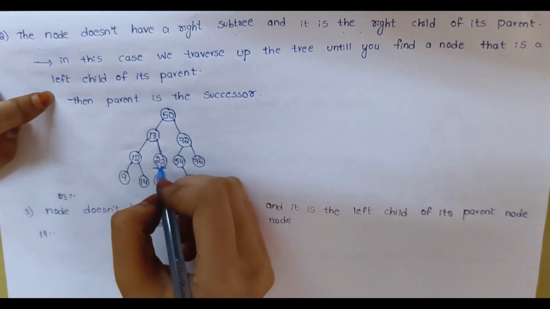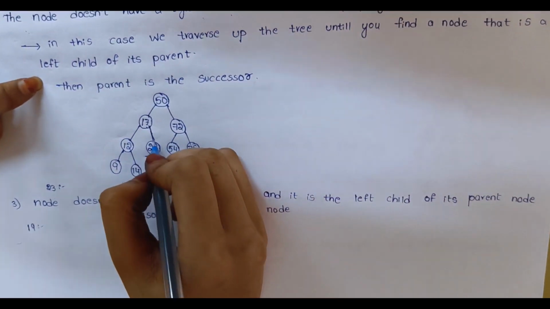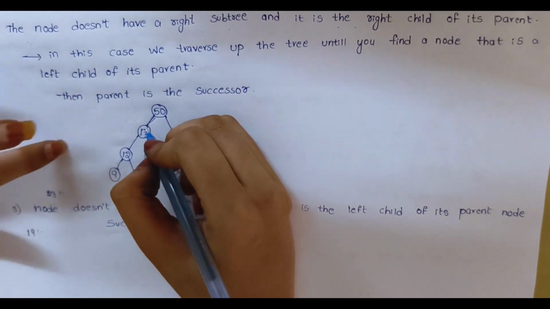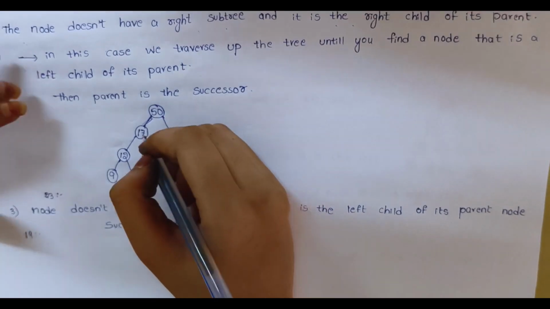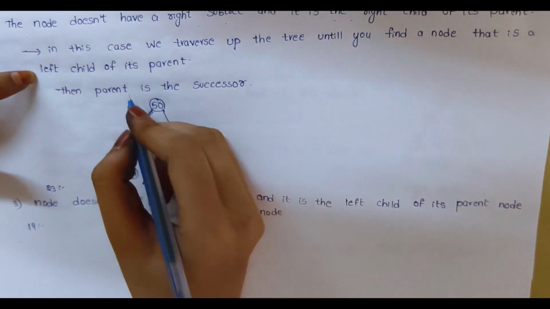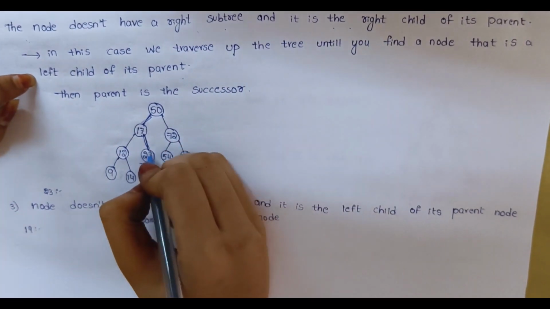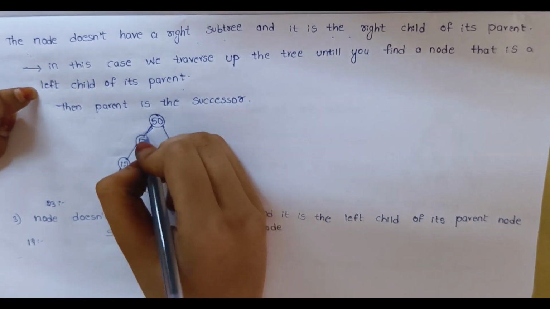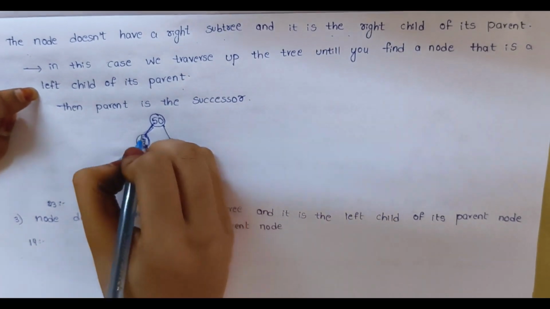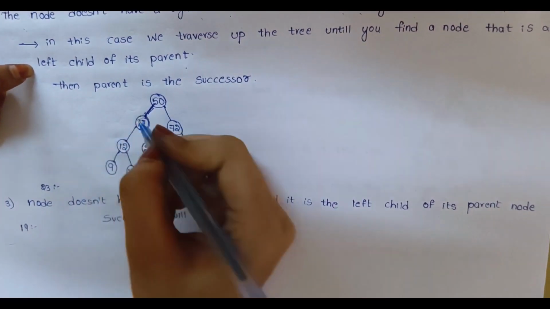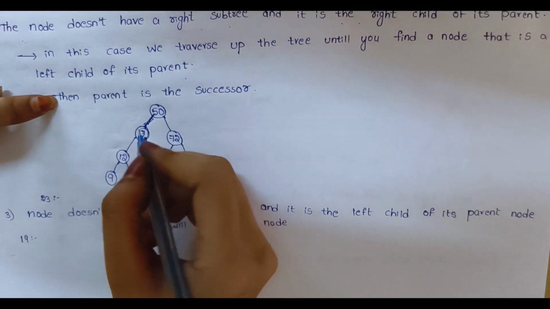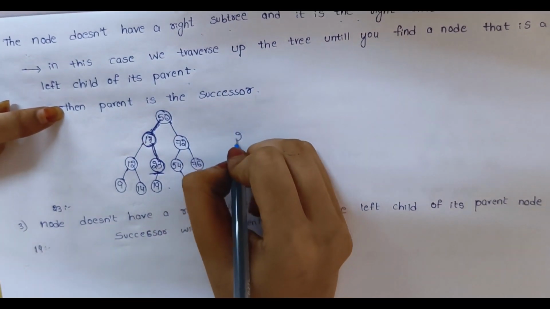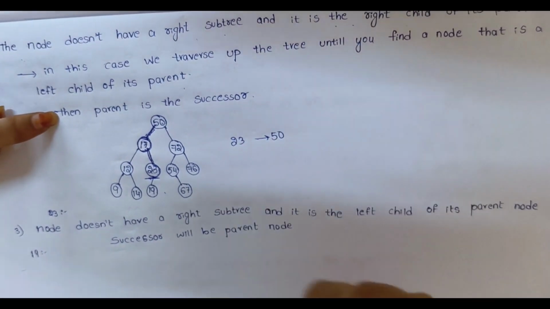In this case, to find the successor we have to traverse upwards. We have to traverse upwards and upwards the tree until we find a node that is the left child of its parent. Here the 23. Next we traverse up to 17, and here we find that 17 is the leftmost child of 15. Then the successor of 23 will be the parent of this 17. The parent of 17 is 15. So the successor of 23 will be 15.